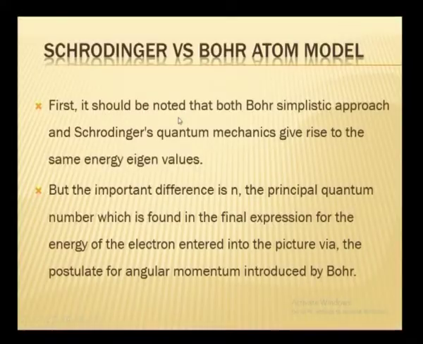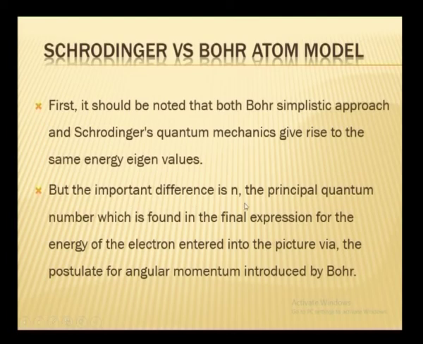First, it should be noted that both Bohr's simplistic approach and Schrodinger's quantum mechanics give rise to the same energy eigenvalues. That is the important point. But the important difference is that n, the principal quantum number, which is found in the final expression for the energy of the electron, entered into the final expression via a postulate for angular momentum introduced by Bohr.